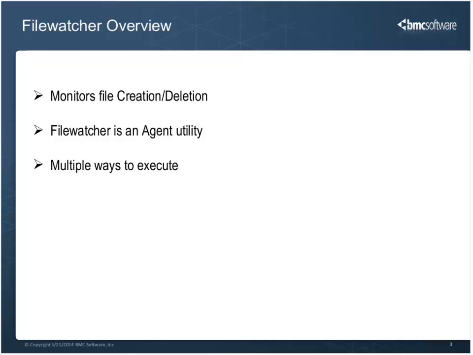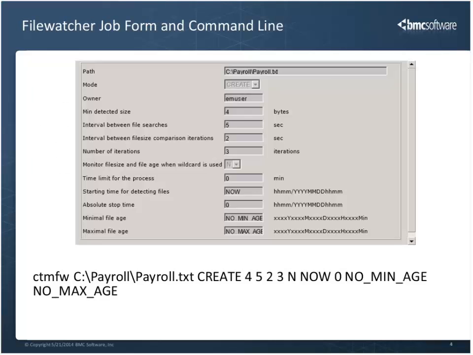There are several different ways to run the Filewatcher. You can run it with a form in a job, you can run it with a command line in a job, and you can run it with an input file. Let's start by looking at the form and the command line. When you create a job and choose the Filewatcher type, you'll get a form in there for filling out all the parameters.